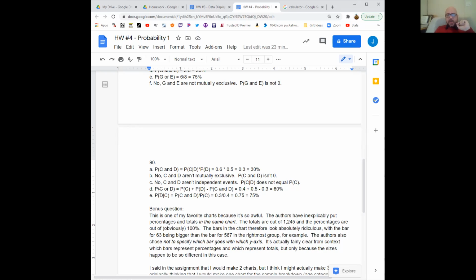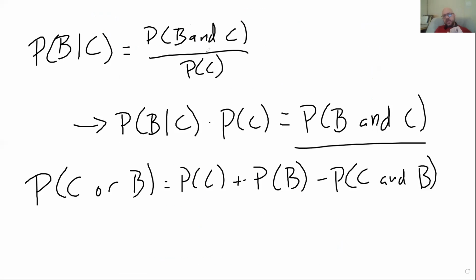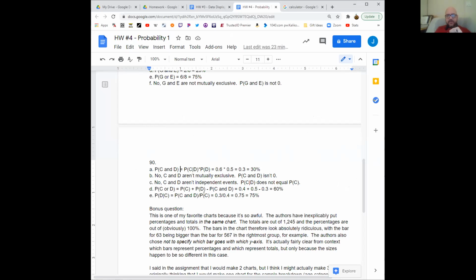C or D, probability of C or D is the same thing as it was before: probability of C plus probability of D minus the probability of the overlap. Add and subtract, you get 60%. And the probability of D given C, again, we're using this formula here, with D and C in it. But now we're using the top formulation here. So I just do this, C and D divided by probability of C, 75%.